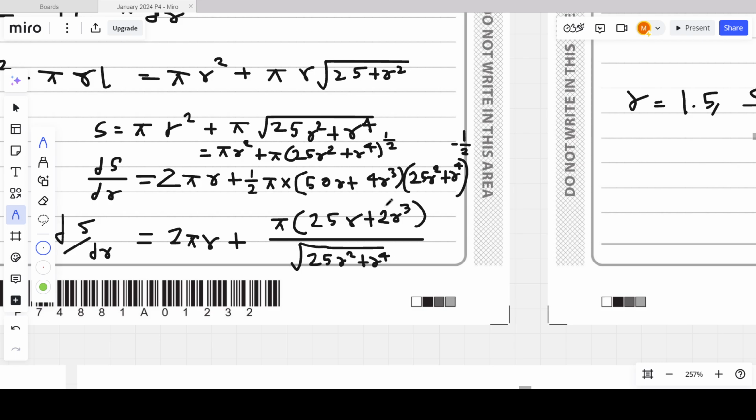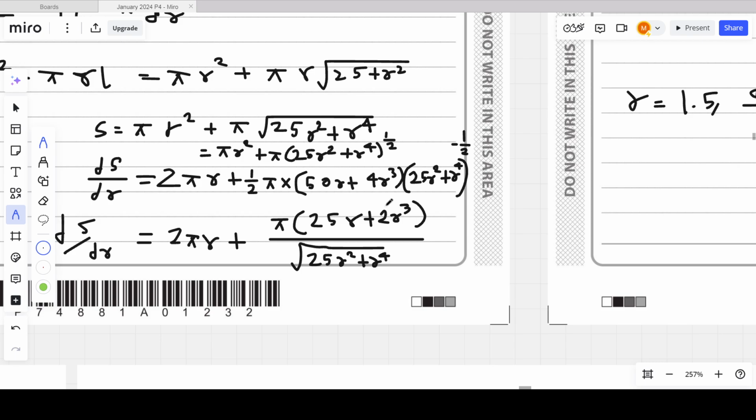Exactly, 2 times 1.5 cube times 3.1416, that is pi, over square root of 25 times 1.5 squared plus 1.5 to the power 4. Fine. So what will you get? The value of the fraction is 17.75 something. Okay.